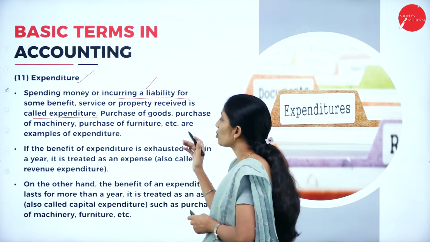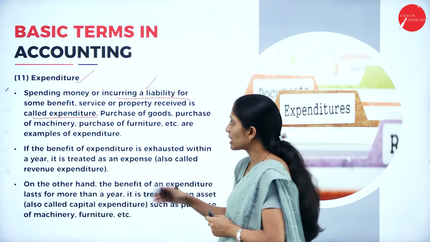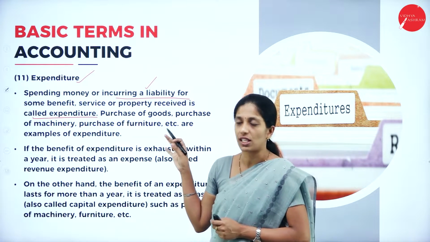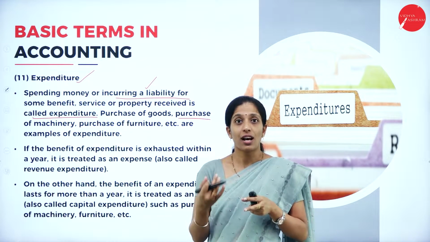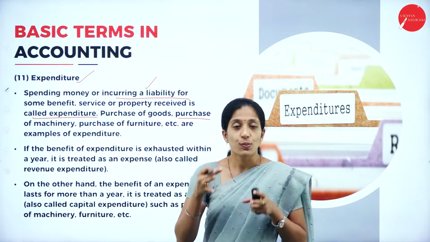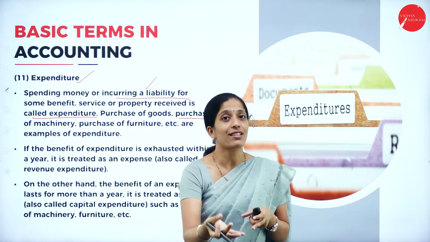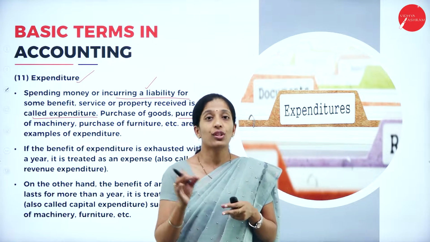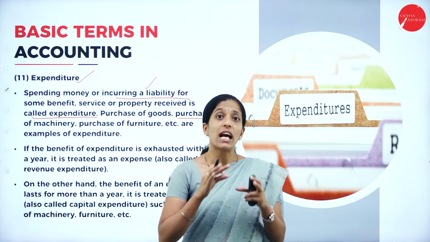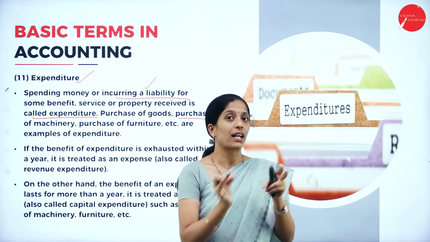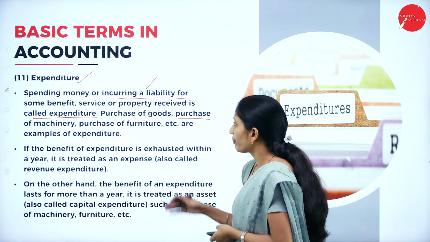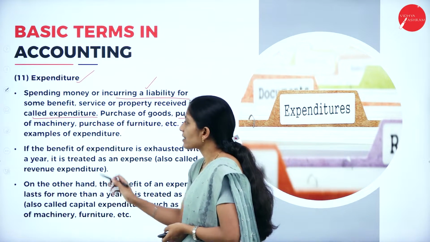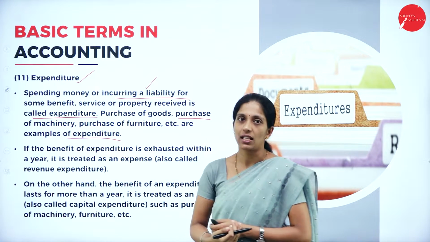So purchase of goods, purchase of machinery. These are all used in the production process. So suppose you see here, purchase of machinery. These are used in the production process where the organization is going to get some benefit in the future. So they are termed as what? Expenditure, and the amount is too huge when compared to expenses. That is termed as expenditure. So purchase of furniture, etc. are the examples of expenditure.